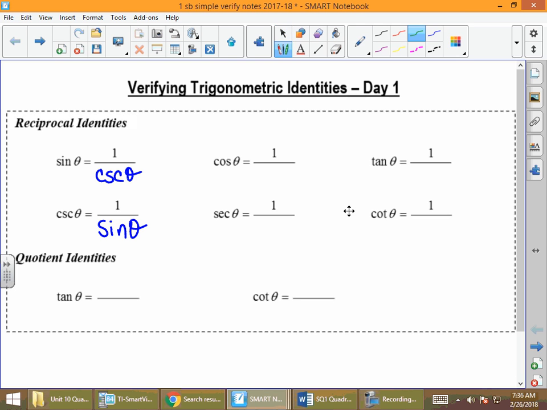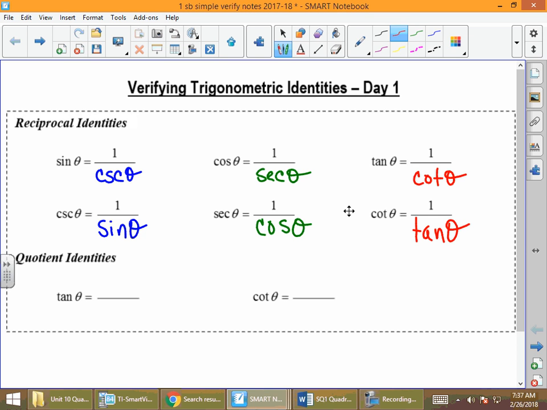Same idea happens here with cosine. Cosine has a reciprocal of secant, so 1 divided by secant will give us a reciprocal identity. And because cosine and secant are reciprocals, we could also rewrite secant as 1 divided by cosine. When we talk about tangent, tangent is 1 divided by cotangent. Tangent and cotangent are reciprocal identities, so 1 divided by cotangent is the reciprocal, and consequently cotangent can be rewritten as 1 divided by tangent.